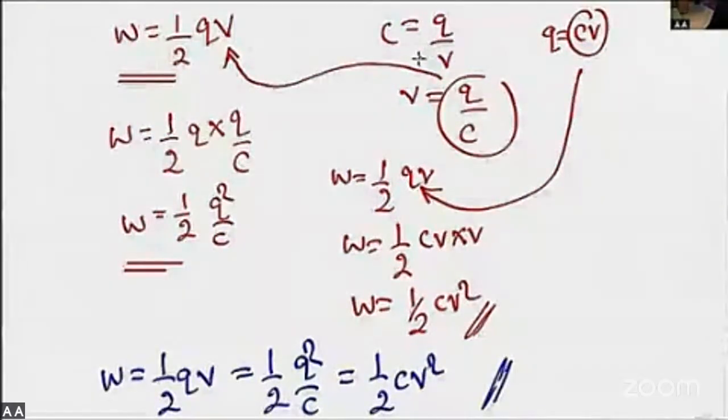Then at last we obtained the equation for the energy of the capacitor. There are three equations. First one, half QV. Second one, half Q squared over C. Third one, half CV squared. Then we can try questions using these equations.